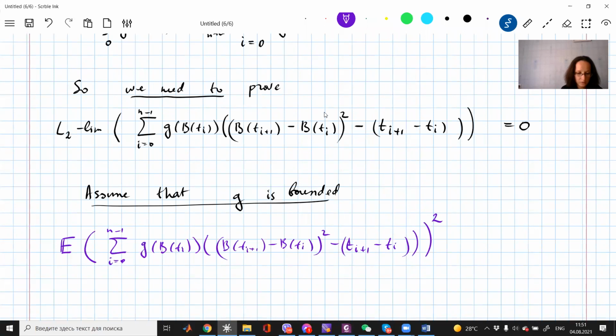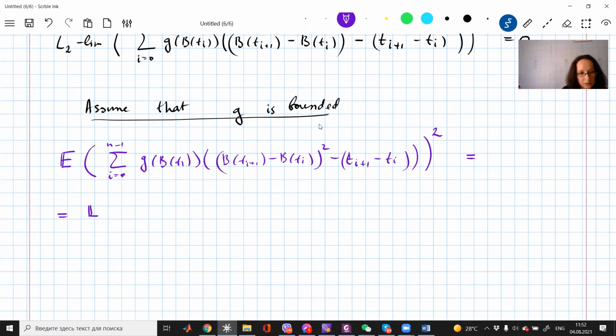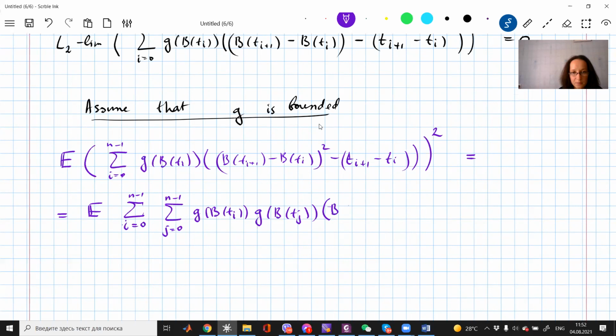Now I will write this expression. We know that we can write this square of a sum as a sum with respect to two indexes, i from zero to n minus one and j from zero to n minus one. And here I have the same value for i and for j, and the same for these brackets: (B(t_{i+1}) minus B(t_i)) squared minus (t_{i+1} minus t_i), and multiplied by the same bracket with respect to j.